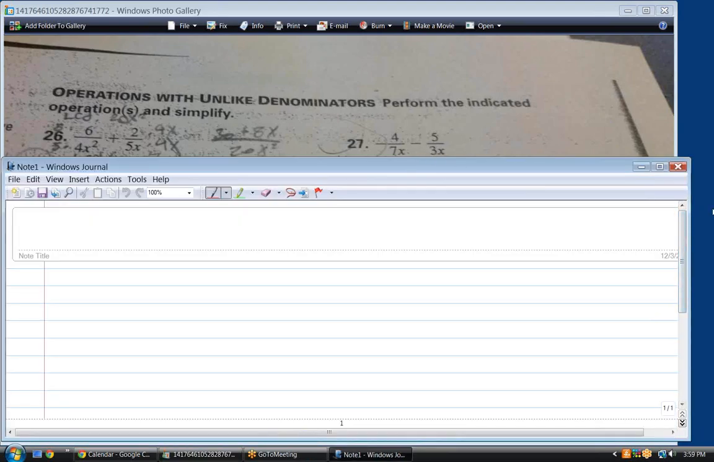Let's take this easy one on 27 to begin with. Is that 4 over 7x, or is that a negative sign in front of the 4? It's a negative sign. The key on all of these is going to be how do you find the least common denominator? How would I get the least common denominator here?